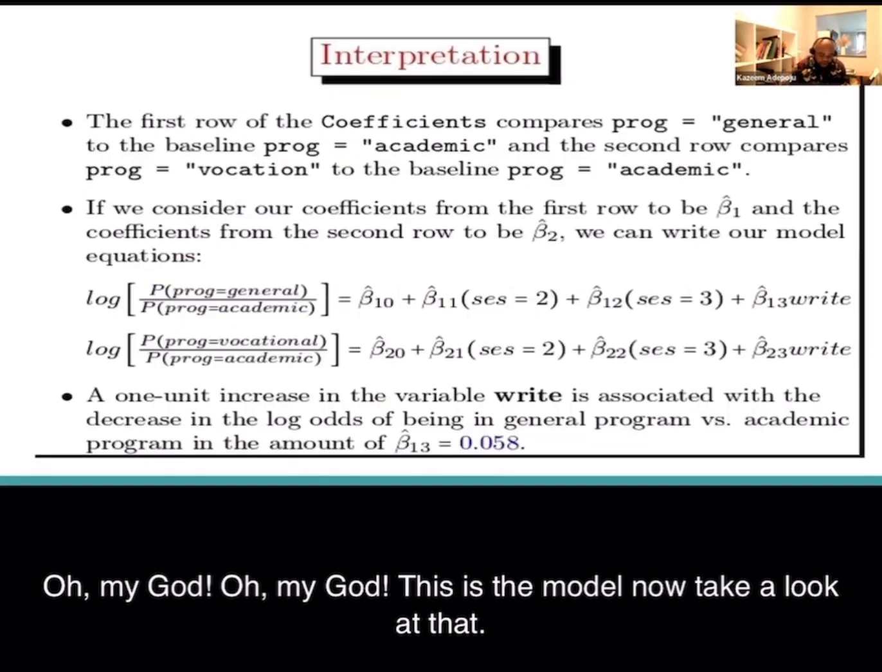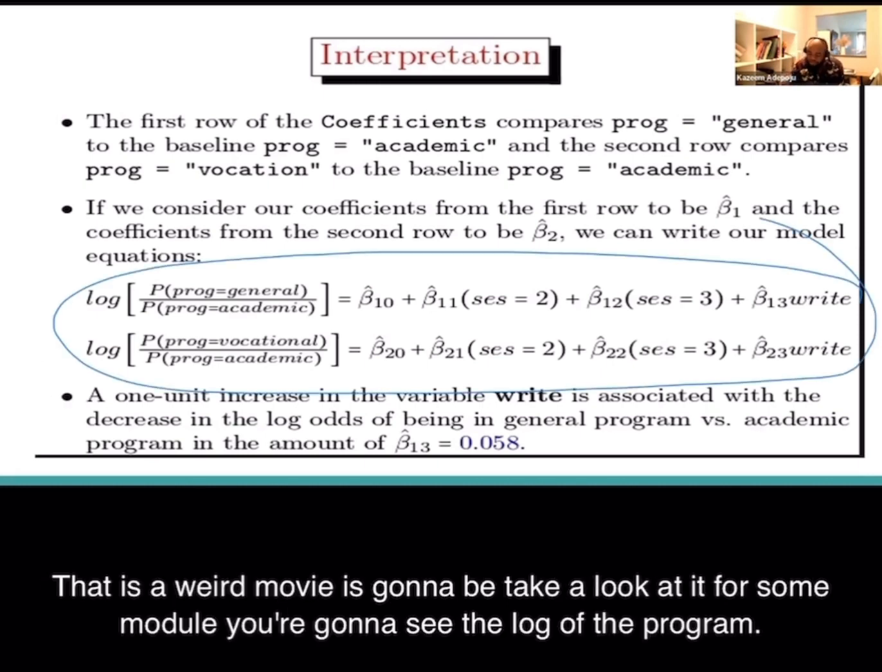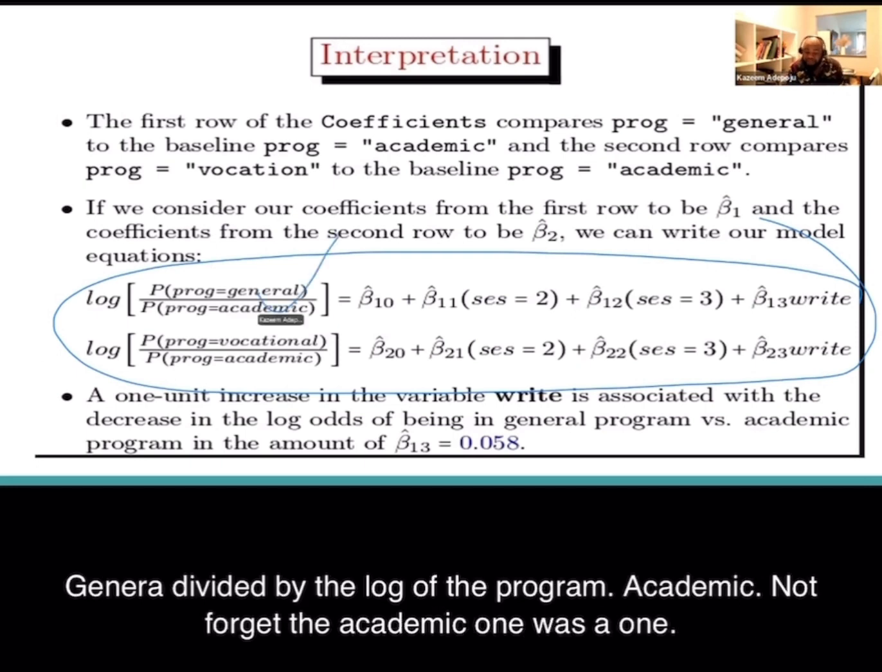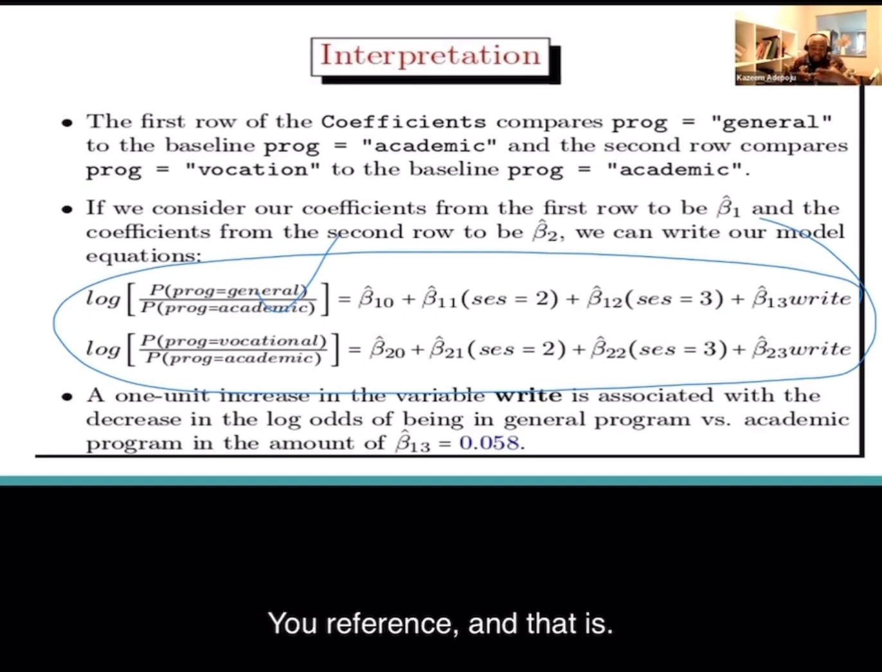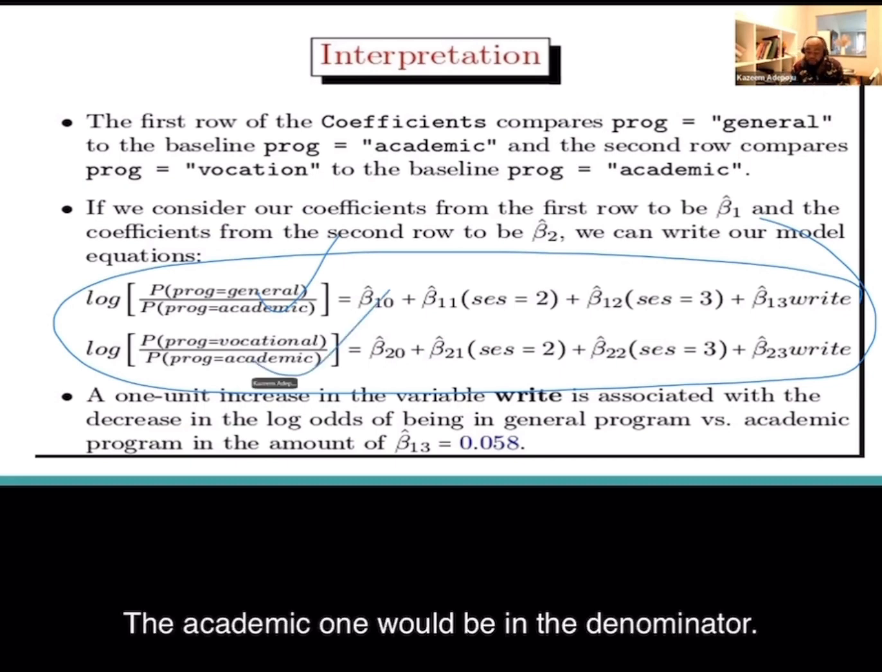This is the model now. Take a look at that. That is the way the model is going to be. Take a look at the first model. You're going to see the log of the program general divided by the program academic. Don't forget, the academic one was the one you referenced, and that is the one that is going to be in the denominator. Take a look at this one too. The academic one will be in the denominator.